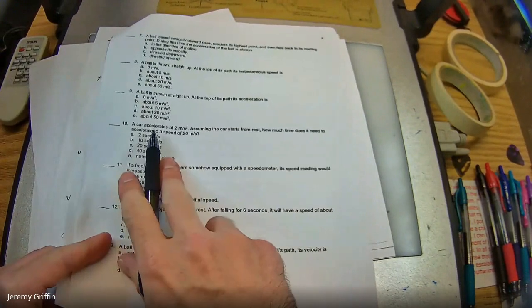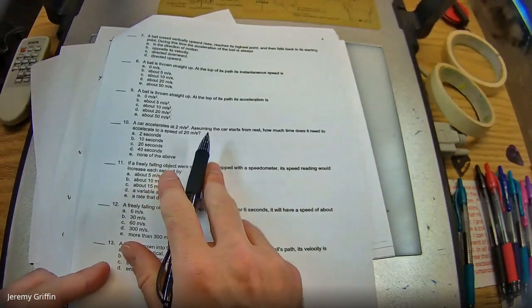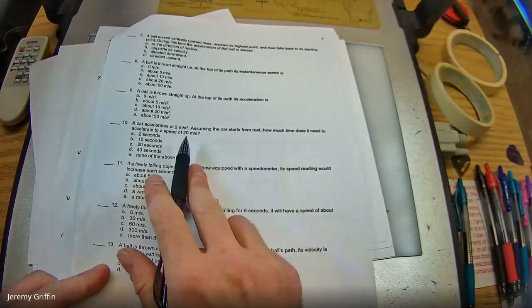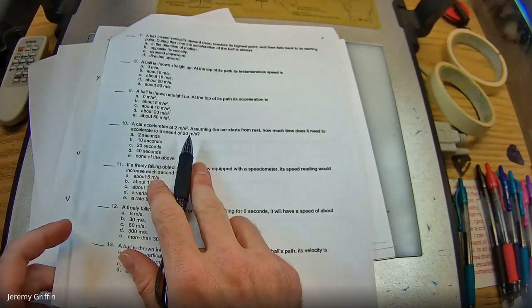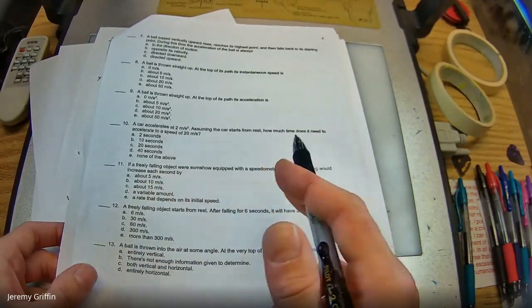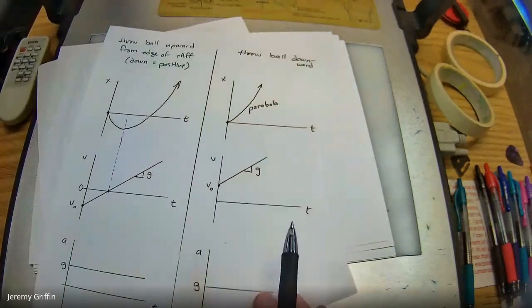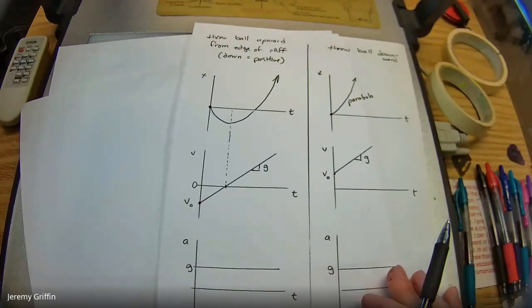A car accelerates at 2 meters per second squared. If the car starts from rest, how much time did it take to reach 20 meters per second? 10 seconds, right? 2 times 10 is 20. Okay. Where's my formulas?